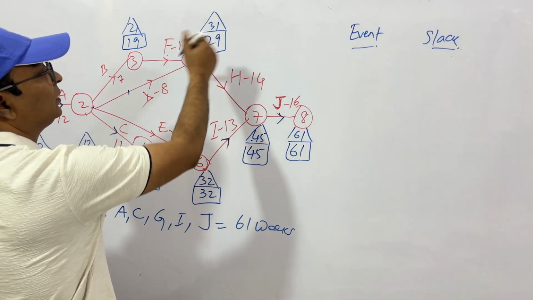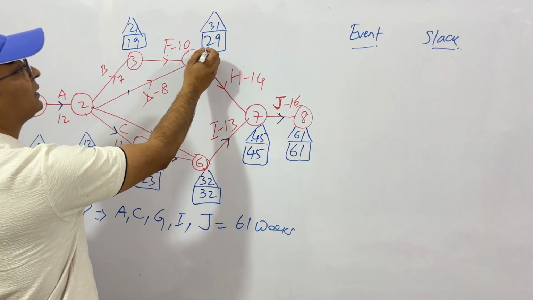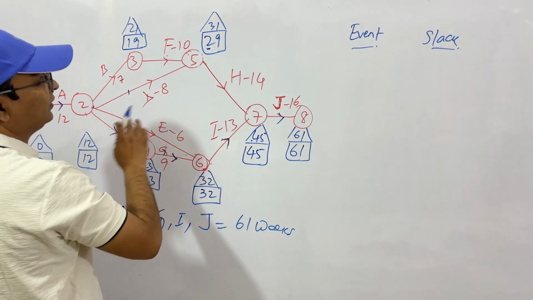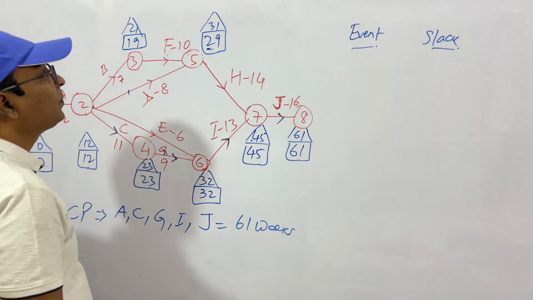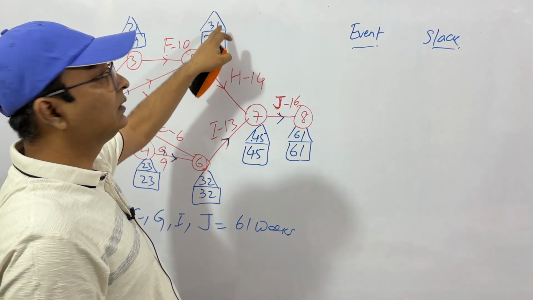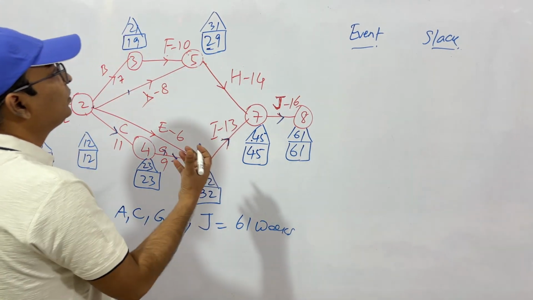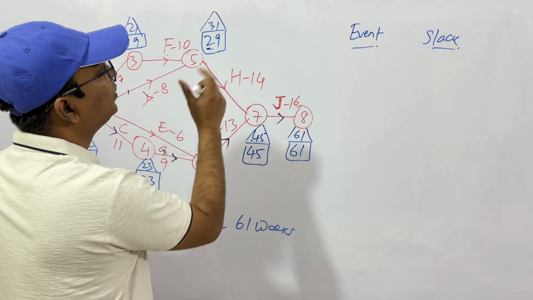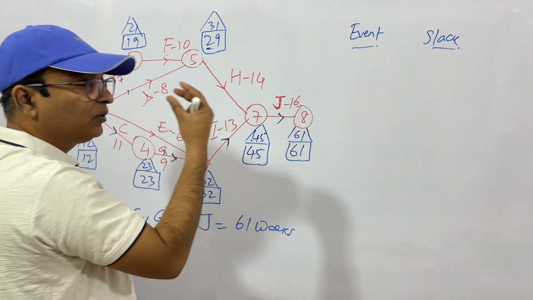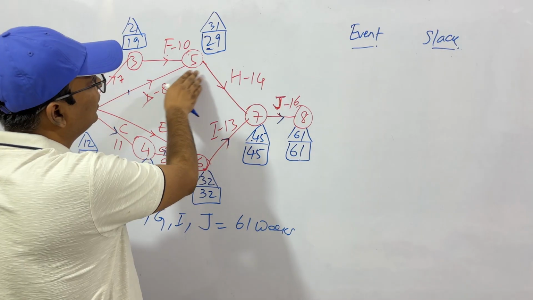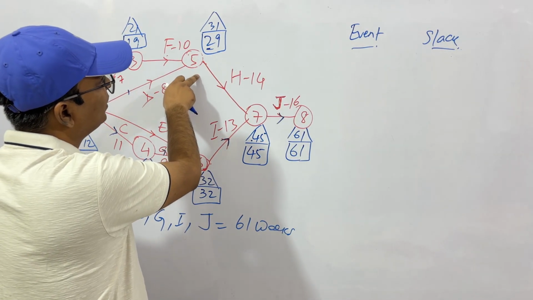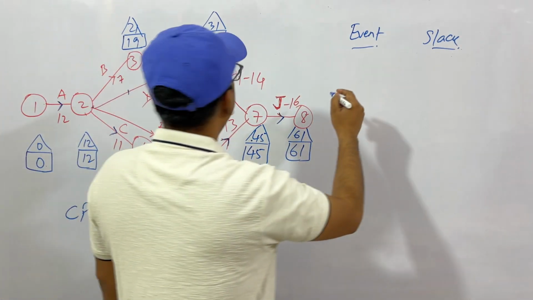For example, these are two different values. Forward pass means 29. That is, this is the earliest time for any activity to be started. And 31 is the latest day on which this has to be started. So what do you get from this? You have a gap of 2 days. This is the earliest time, this is the latest time. So you have a window of 2 days for this event to be placed. That is, it can be on 29 or 30 or 31. This is the meaning.